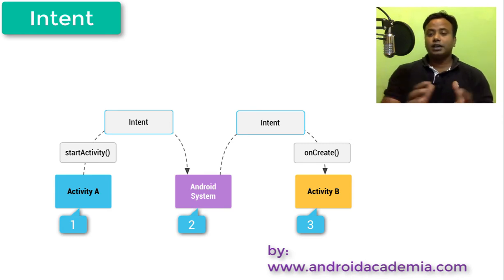As per the technical definition, an intent is a description of an operation to be performed. It's an object that is used to request an action from another app component via the Android system. Not only can you use intent to invoke components within an application, but also you can use intent to invoke another application's components.